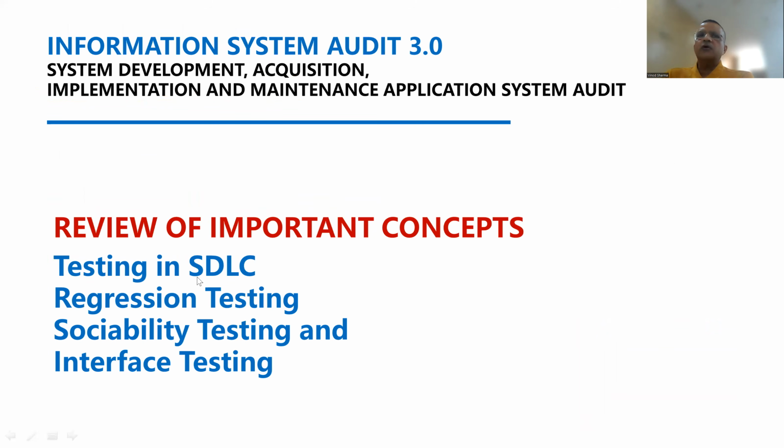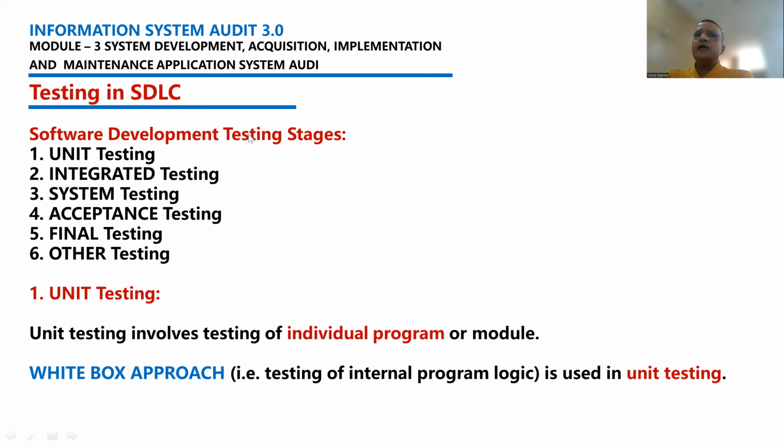Now I'll be talking about testing in the system development lifecycle: regression testing, sociability testing, and interface testing. Software development testing stages include unit testing, integrated testing, system testing, acceptance testing, final testing, and other testing. Again, there are many, so you might get confused. It's better that you wait for it and read them carefully.